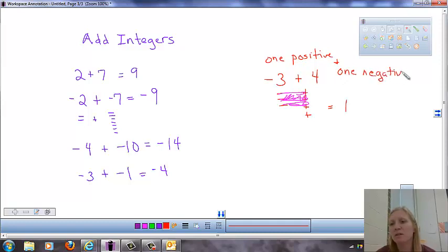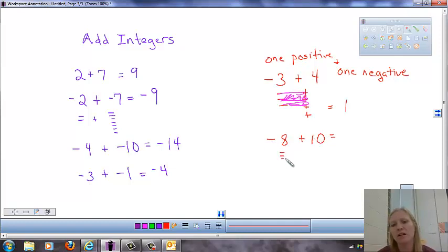If you have one positive and one negative, you end up actually subtracting instead of adding. So I'm going to try 4 minus negative 3 plus 10. Because 8 is 1 negative, 1 positive.